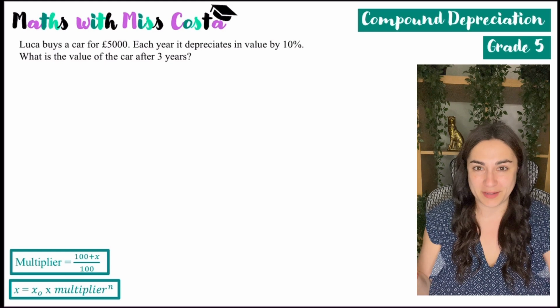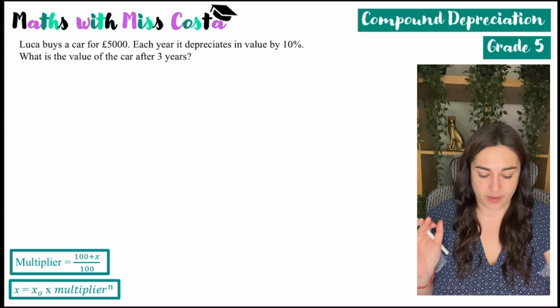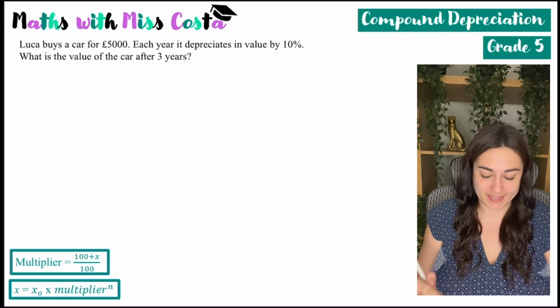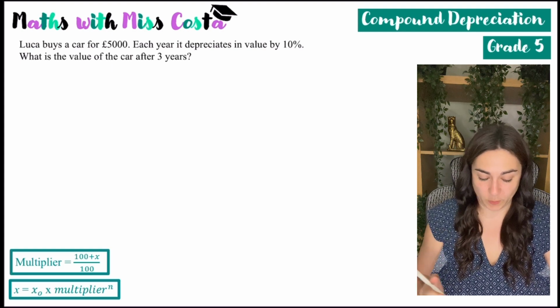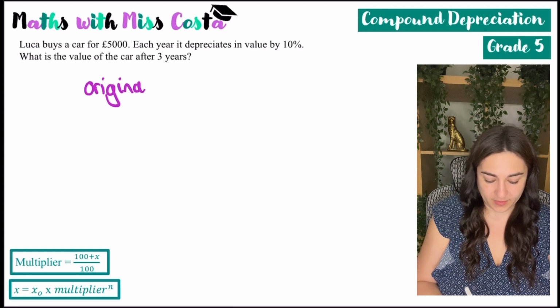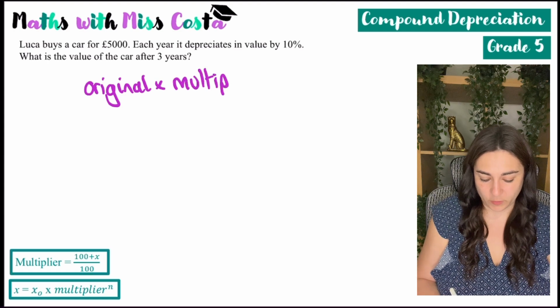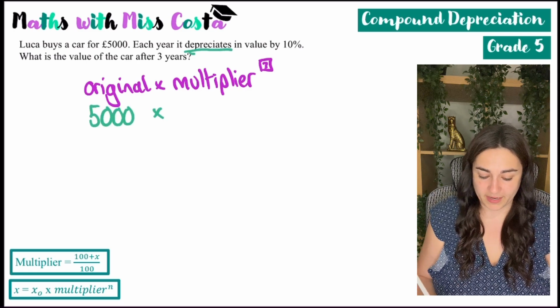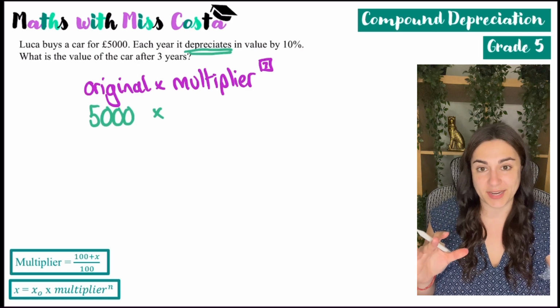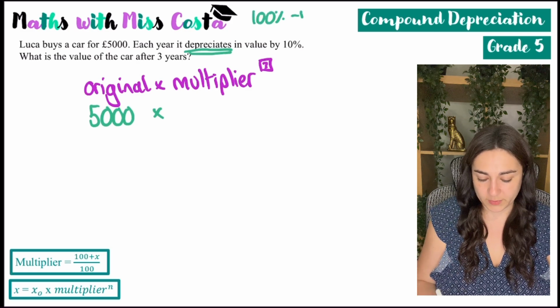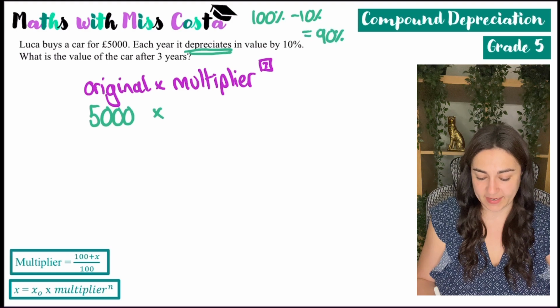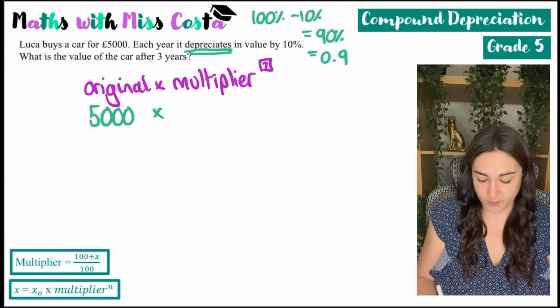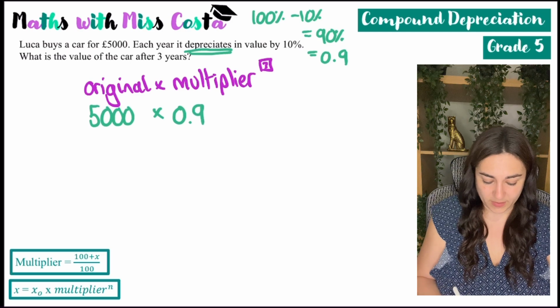Okay, so here I've got compound depreciation. Now I can do this in the same way I did the previous question where I worked out 10% and subtracted it each year, but because this is a slightly easier number, I can do it the decimal way. So remember, the formula is the original value times by your multiplier to the power of the number of years. So what's my original amount? It's 5,000. What's my multiplier going to be? Well, this is a depreciation. So depreciate means goes down in value. So if my original was 100% and I'm taking away 10%, then my multiplier is going to be 90%, which as a decimal is 0.9.